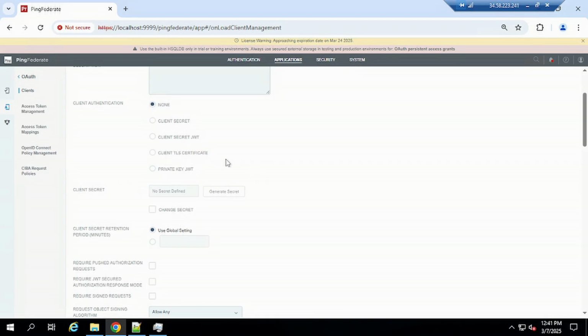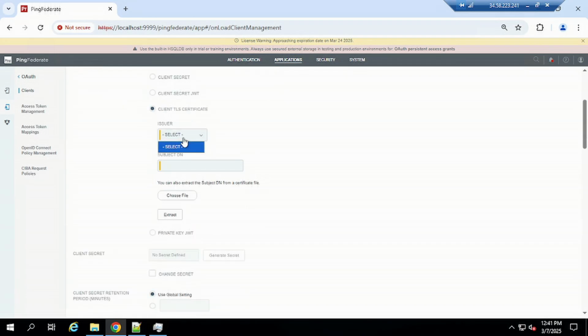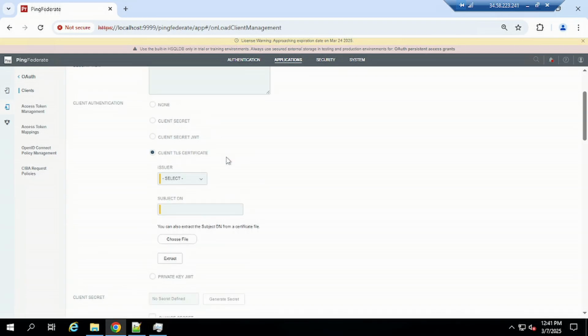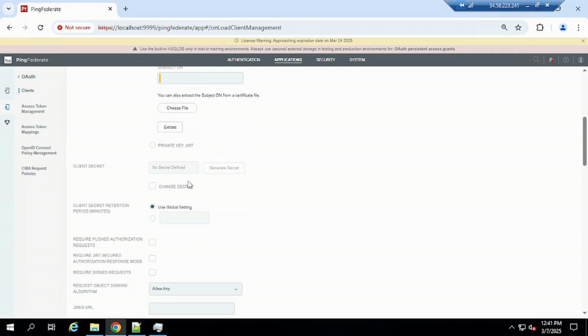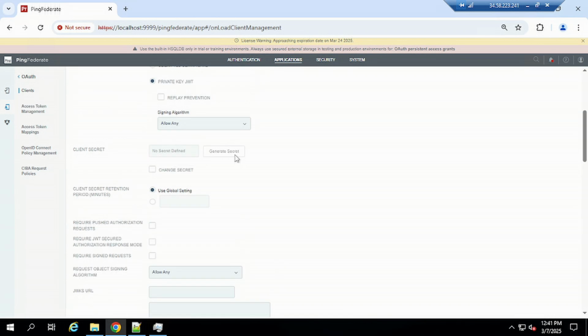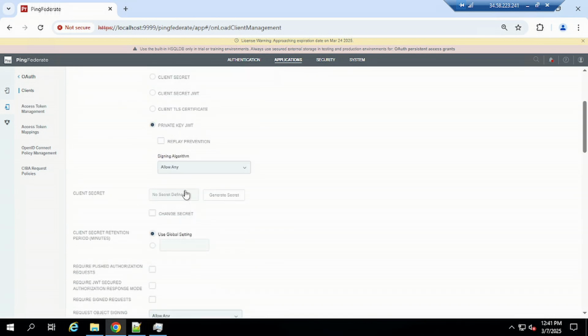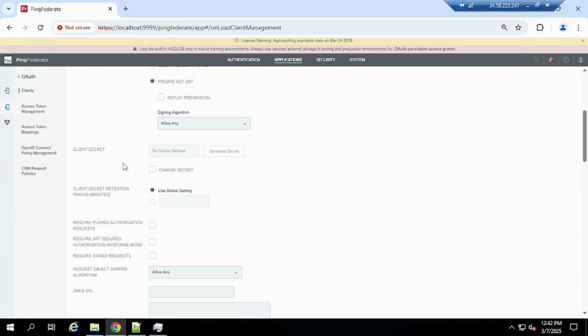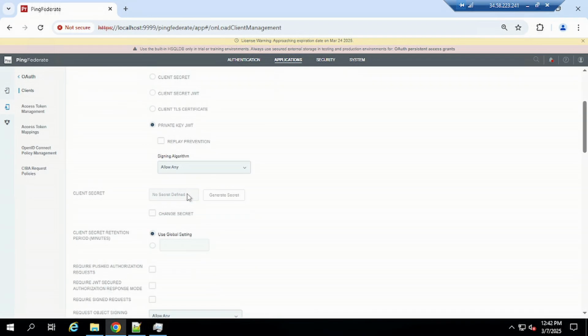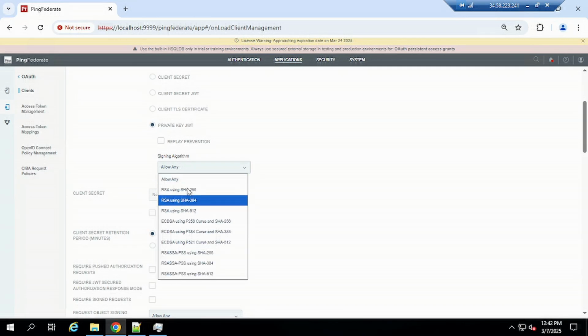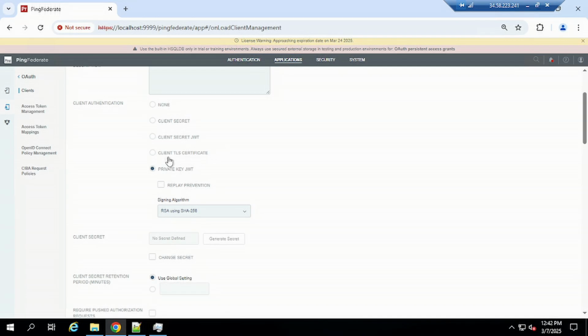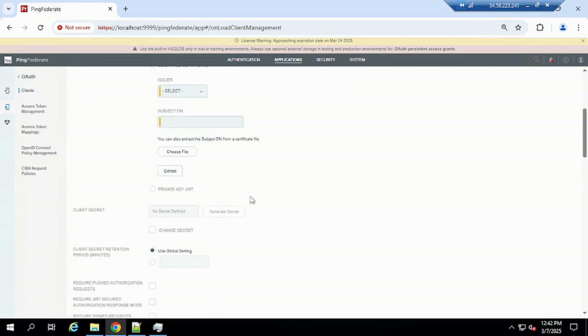If you click on this client TLS certificate, you can see it will ask you to define the issuer, right, and then the subject DN. So basically, you just need to ask the application to provide the certificate, and based on that, you configure this. And for the private key JWT, you again need to add the application's public key. Yeah, this is the signing algorithm, and then replay prevention. We can use this algorithm, and we can use one for client TLS and the private key JWT.